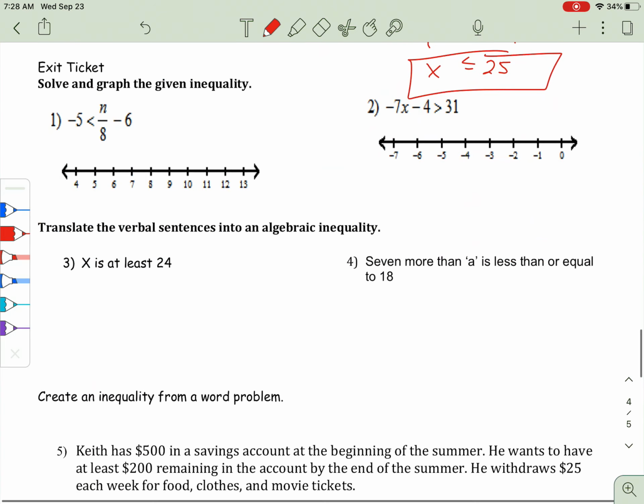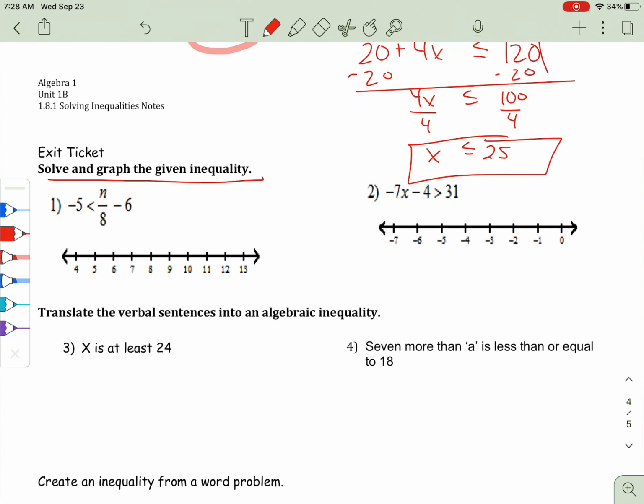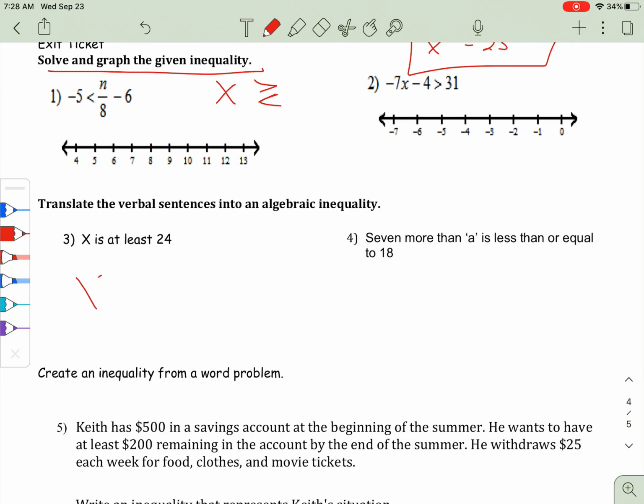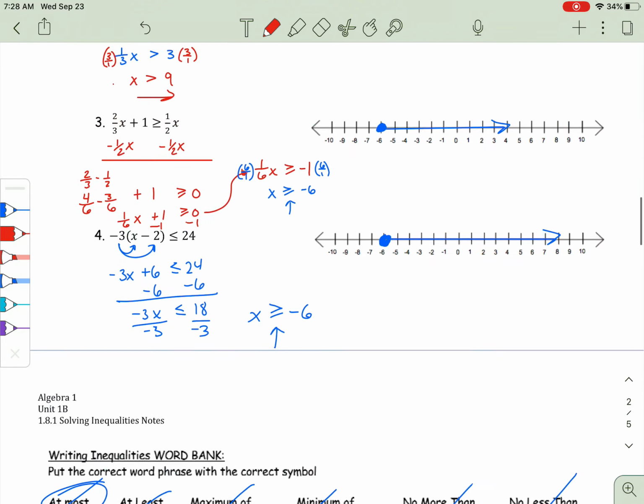Okay? All right, so you have an exit ticket. I want you to do the same thing. You're going to solve and then graph them. Remember, if the variable is on the left, you can just follow the sign. Okay? Translate these, so you're going to say x and 24, and you're going to put a sign in there, and continue on for the word problem.